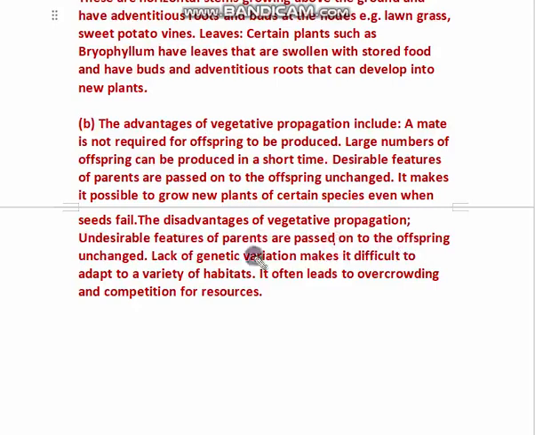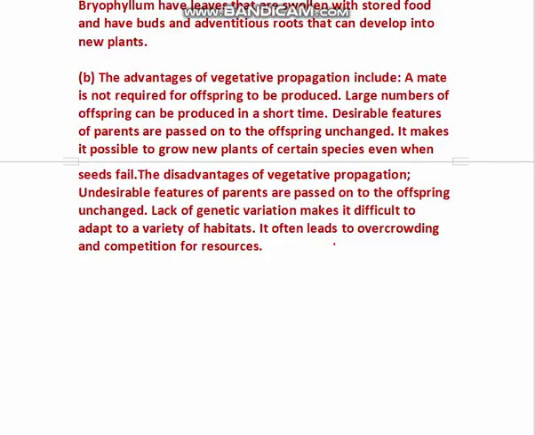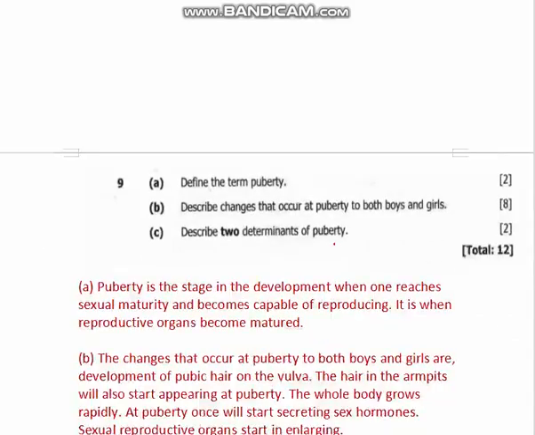to the offspring unchanged. Lack of genetic variation makes it difficult to adapt to a variety of habitats. It often leads to overcrowding and competition for resources. So these are the advantages and the disadvantages of vegetative propagation. Let's move on to another question, which is question 9.